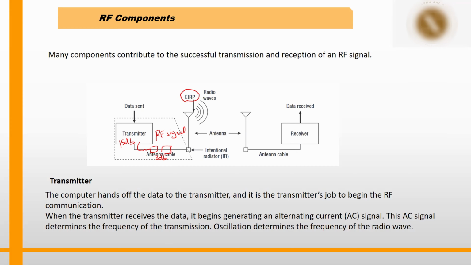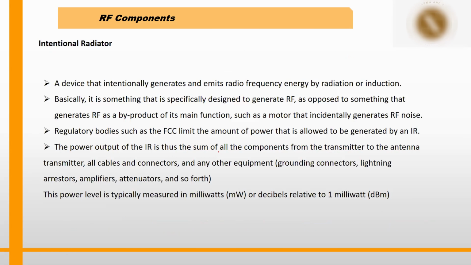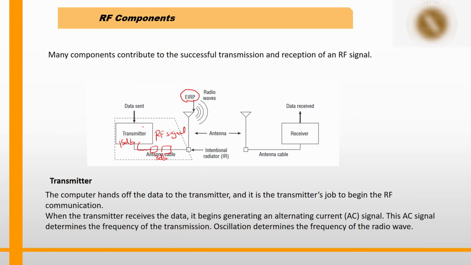The point where the antenna begins, this is the antenna component. So this is the point where the antenna starts. At this point, this is the intentional radiator, that is IR. So IR is a terminology that includes the transmitter power and the loss on the antenna cable. That is 15 dB minus 3 dB loss, so that is 12 dB. So 12 dB is the intentional radiator, IR.